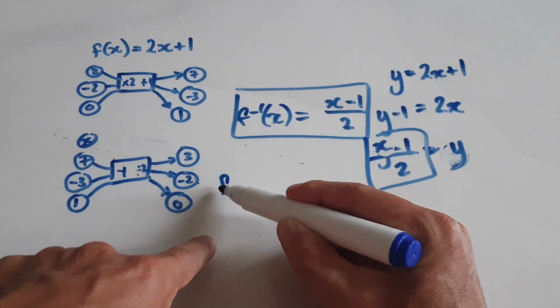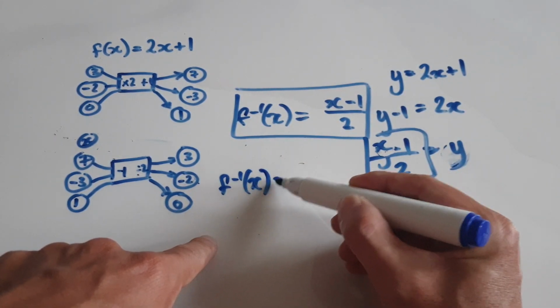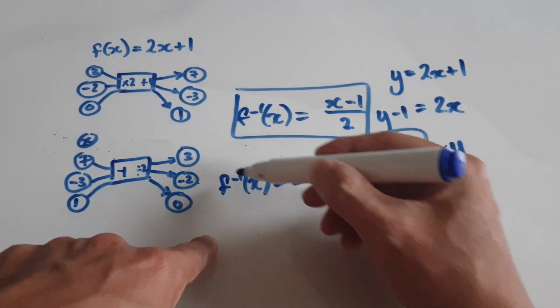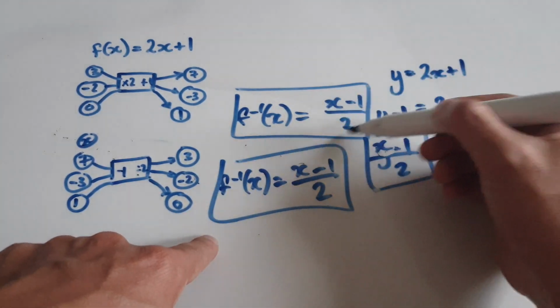So when you come to write it, you would write the inverse function equals x take away 1 over 2. So this is your inverse function, exactly the same as up here. Okay.